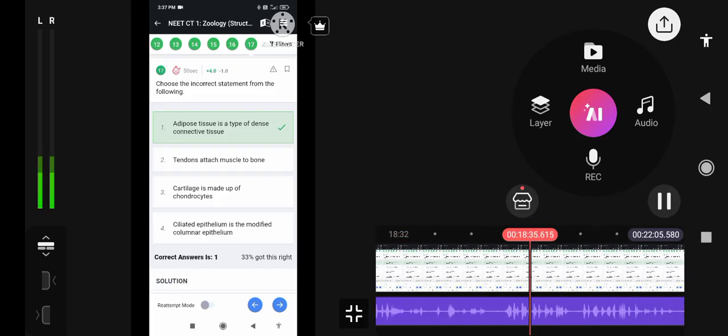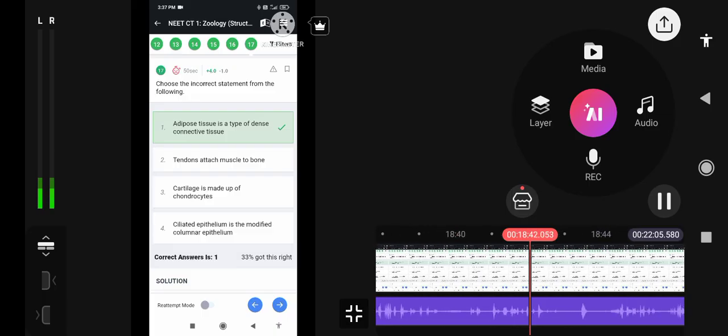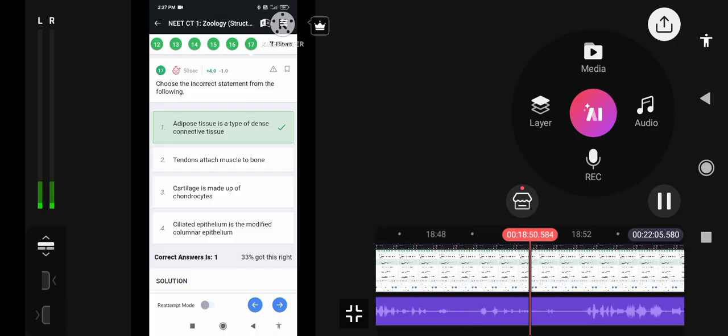Choose the incorrect statement from the following. Adipose tissue is a type of dense connective tissue. Incorrect. Adipose tissue is a type of dense connective tissue, false. It's a loose connective tissue. Areolar and adipose come under loose connective tissue, so not dense connective tissues anymore.